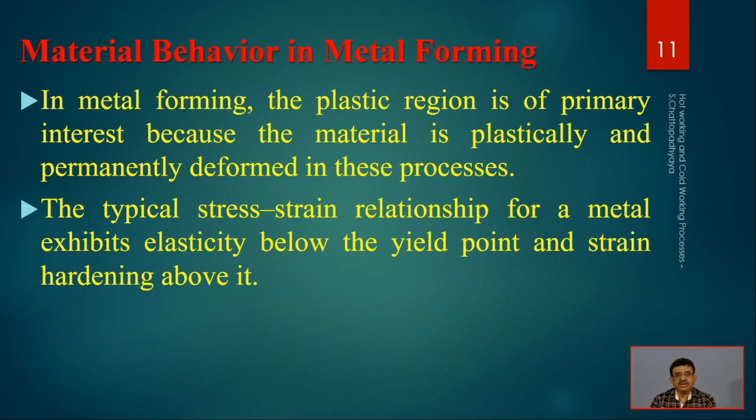So in metal forming, the plastic region is of primary interest, because we want to deform the material permanently. Permanency leads to our domain of interest in the plastic, not in the elastic region. The material is plastically and permanently deformed in this process. The typical stress-strain relationship for a metal exhibits elasticity below the yield point and strain hardening above it. After the yield point, strain hardening will be there, and the material and surfaces will be hardened and permanently deformed.